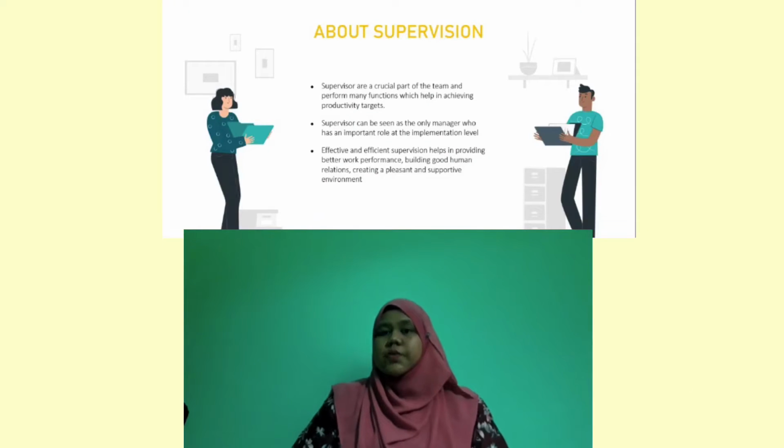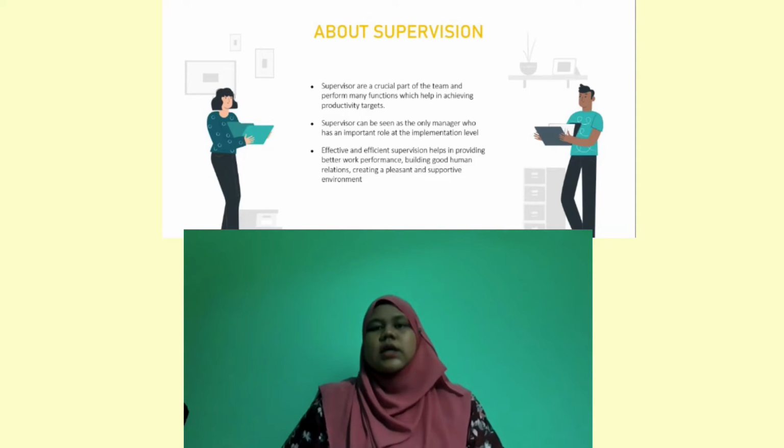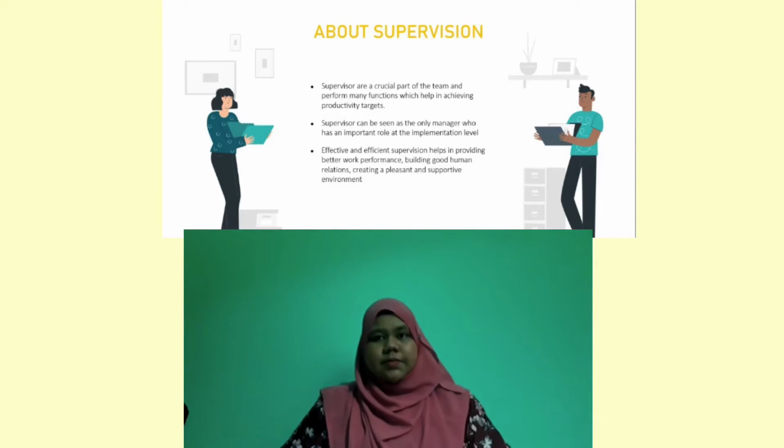I'm from MBA 11140D. So today, my group and I will present about Chapter 7, which is Supervision. Supervision process is a process conducted by supervisors as they play an important role in the management team. Their roles will help in achieving a productivity target. Efficient and effective supervision will lead to better work performance, good human relationships, and create a supportive environment.